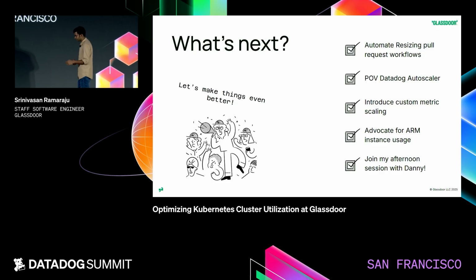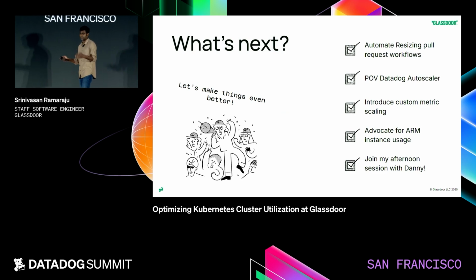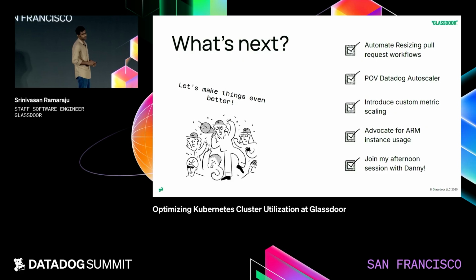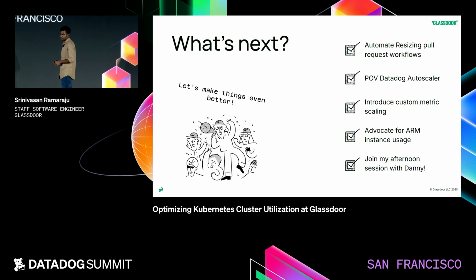Third, it's been on my personal wish list for so long. We want to use KEDA for custom metric scheduling for applications that are not CPU and memory driven. Last, we want to advocate for Graviton instances, which AWS promises to have more savings and performance gains. So we want to strive to move towards that.